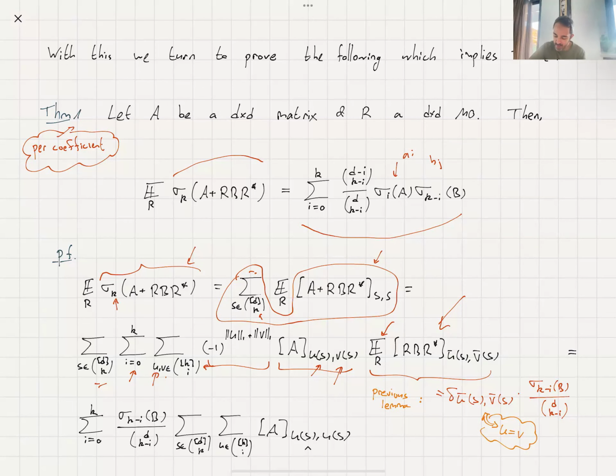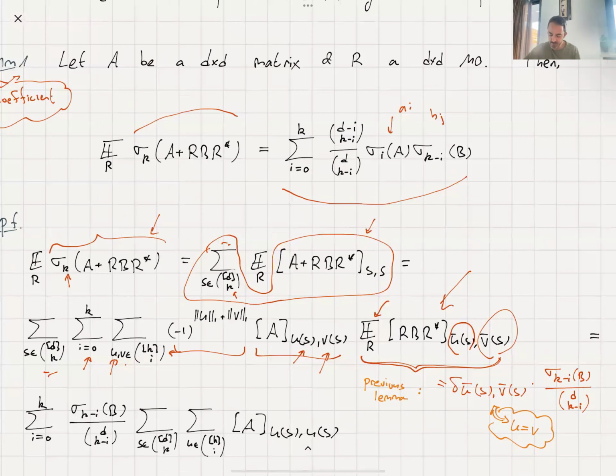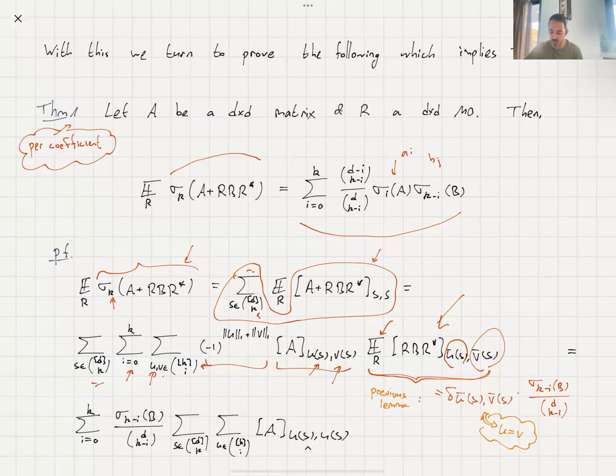Now, by the previous lemma that we just had, this thing is usually 0. It's not 0 exactly when this set is that set, right? Which implies that U equals V. These are the indices of different numbers, so it means that U equals V. And when it's not 0, it's this number. That's the previous lemma.